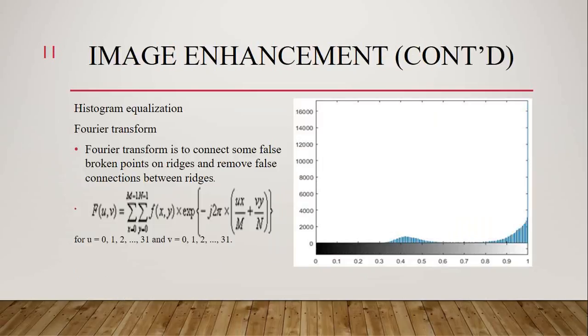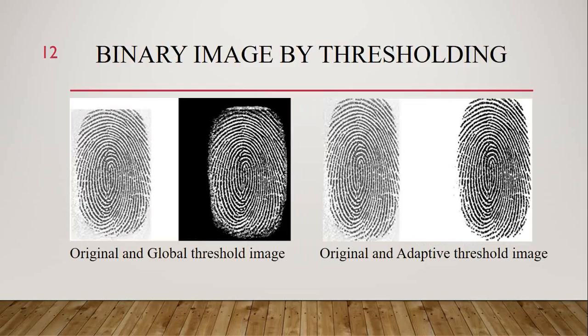There are two different methods widely used in this system, histogram and Fourier transform. Here I will tell you about the histogram method. This method is useful in images with backgrounds and foregrounds that are both bright or both dark, and this is the output for my histogram.